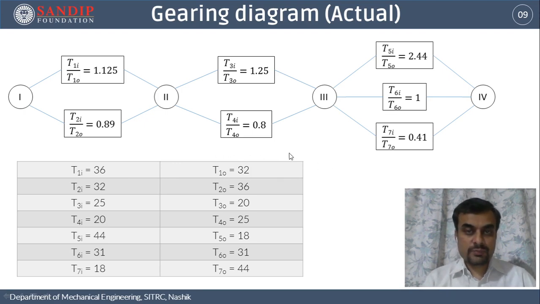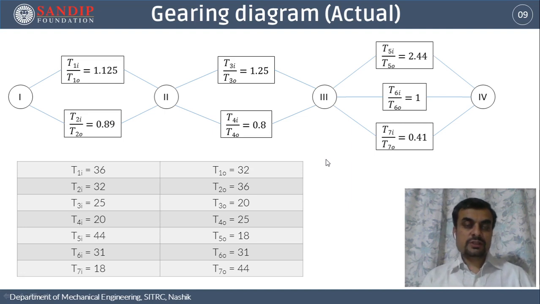So if you compare this actual gearing diagram with the previous, that is the calculated gearing diagram, you will see the only difference is in the first block. The calculated gearing ratio over here was 1.12, whereas in this actual gearing diagram it is 1.125. However, this is definitely going to make some difference on the final output speeds which we are going to get. So let us calculate these actual output speeds.